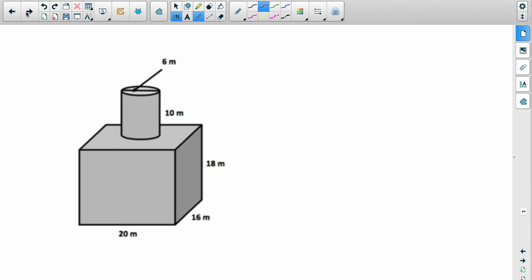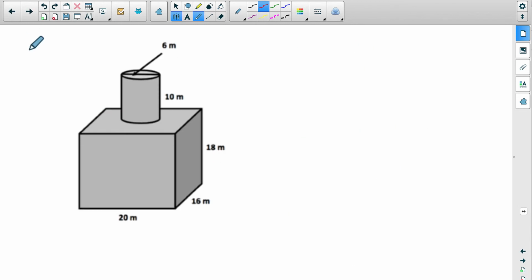Alright, the only other question I'm going to do is this one. It's another composite shape. We obviously have, looks like a cube, but it's not. If you look, all these sides are different lengths, and we have a cylinder on top. So there's no cutting or anything necessary here. All we have to do is get the volume of this, add them together, we're done. If this was a surface area question, it's a very challenging question. But as a volume, it's not that bad.